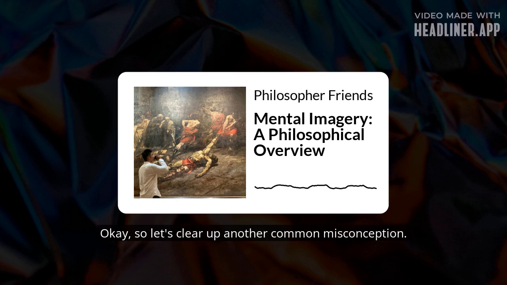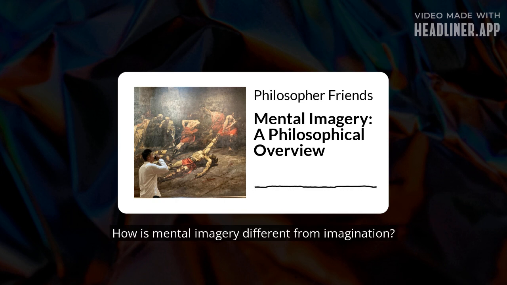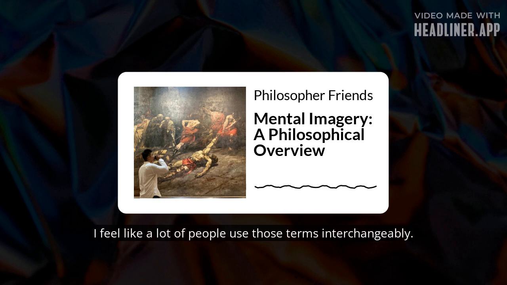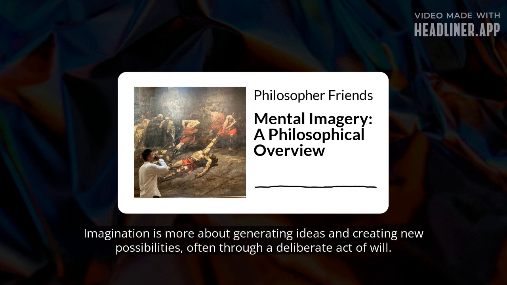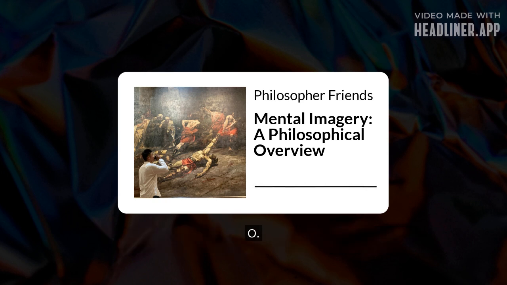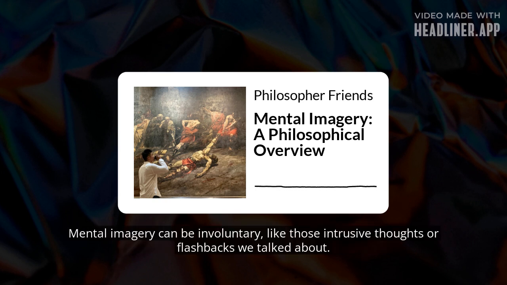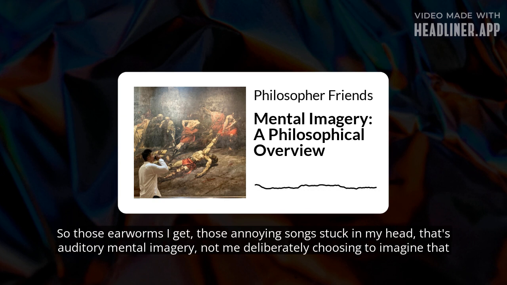Okay, so let's clear up another common misconception. How is mental imagery different from imagination? I feel like a lot of people use those terms interchangeably. They are related for sure, but there is a key distinction. Imagination is more about generating ideas and creating new possibilities, often through a deliberate act of will. Okay. Mental imagery can be involuntary, like those intrusive thoughts or flashbacks we talked about. So those earworms, I get those annoying songs stuck in my head. That's auditory mental imagery, not me deliberately choosing to imagine that music.